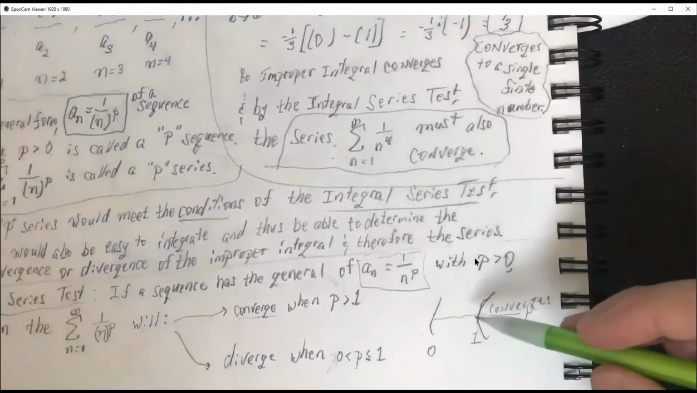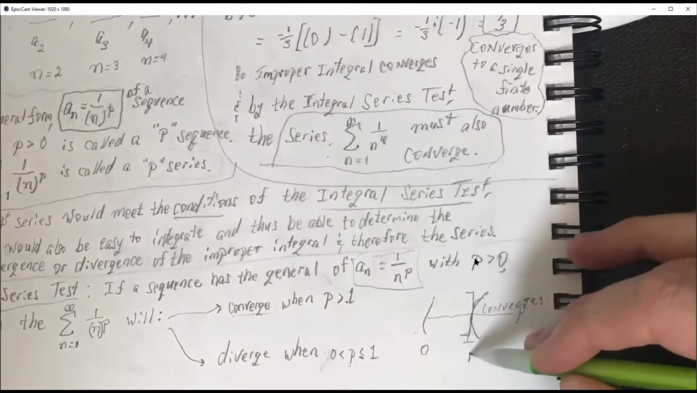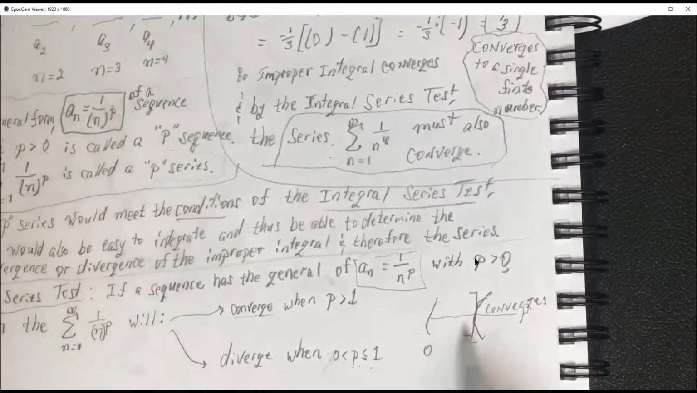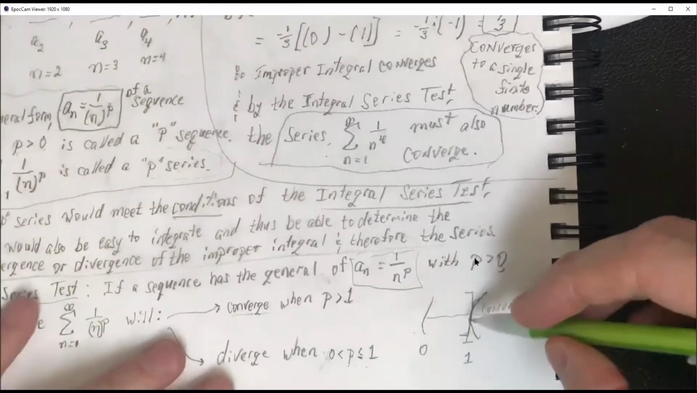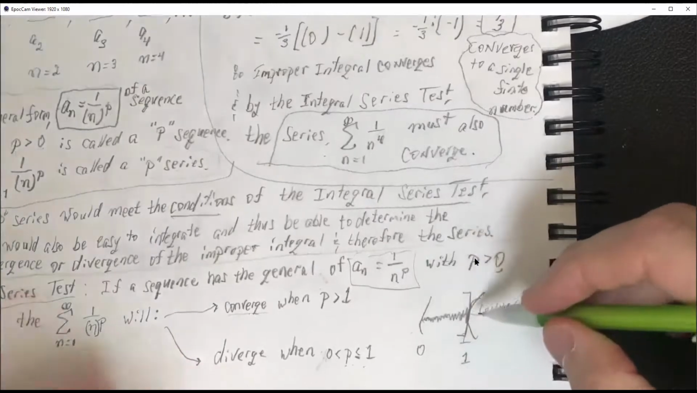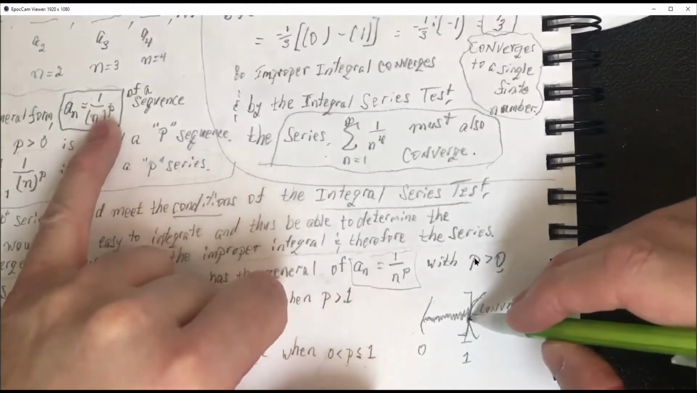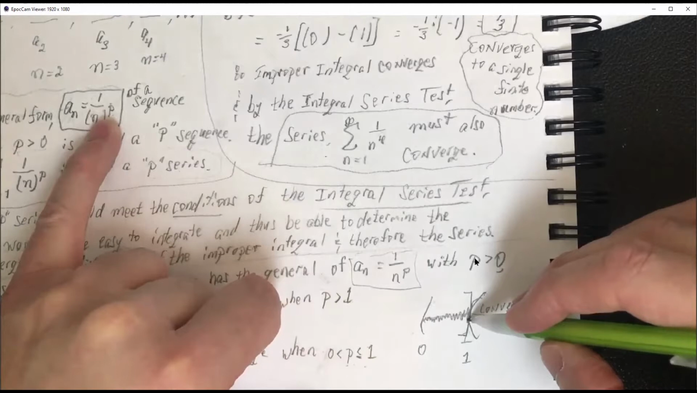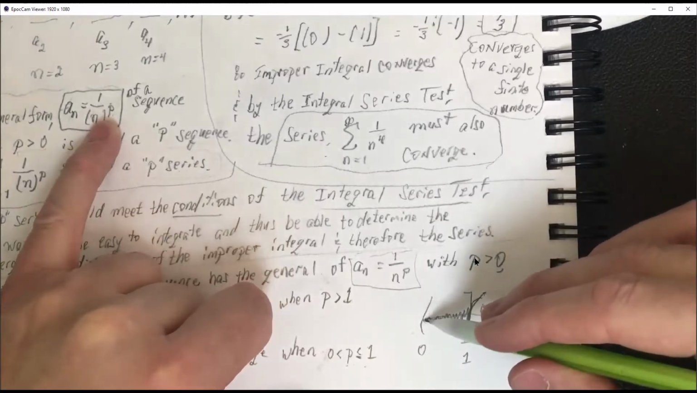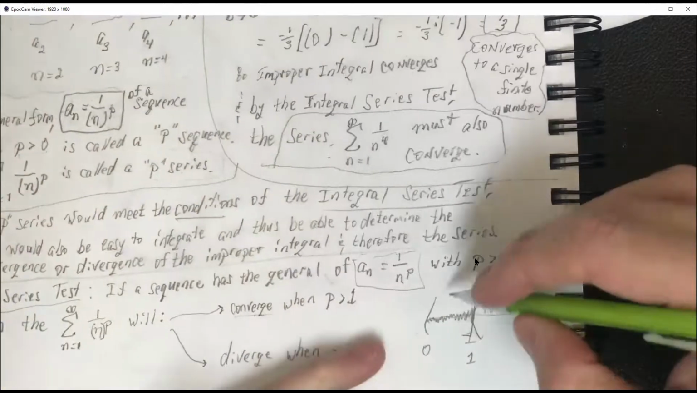And what's the only thing left? Well, when P is at 1, which means equals 1 or smaller, which is all this part. So if P is any power right here that is equal to 1, it's going to diverge. Or if it's less than 1, it's going to diverge. But it still has to be greater than 0. Otherwise, we can't even call this a P sequence. So this is when it would diverge.